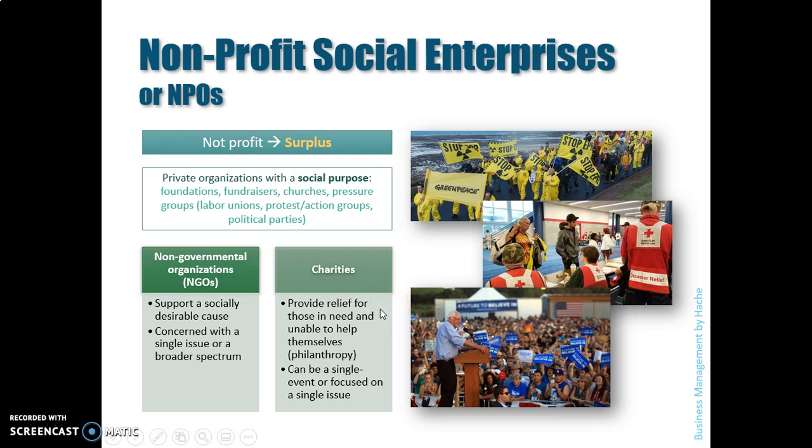And charities are this specific type of NGOs that provide relief for those in need, for example, situations of poverty or after a disaster, and people who are unable to help themselves. So they are moved by a philanthropy objective. They want to help people that are going through a specific hardship or difficulty, and then they provide that help. It can be a single event after, for example, a natural disaster, or it can be focused on a single issue on a longer term. Okay, so there they are, NGOs and charities.